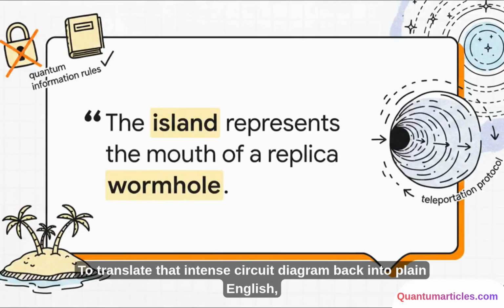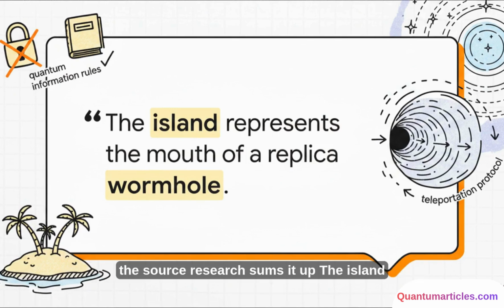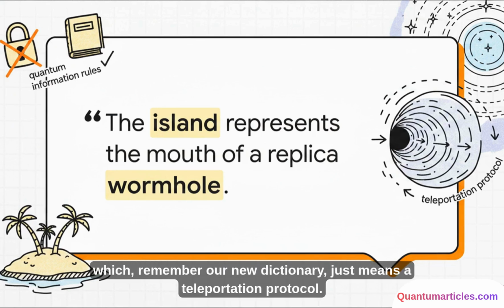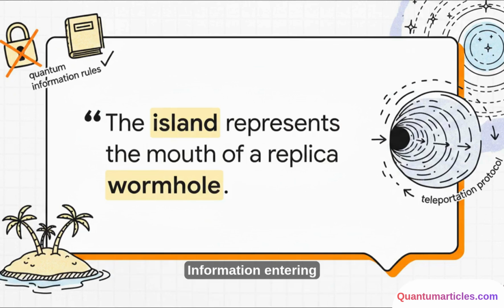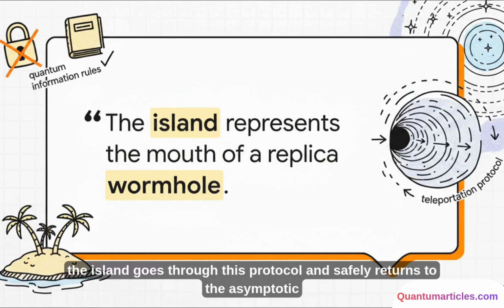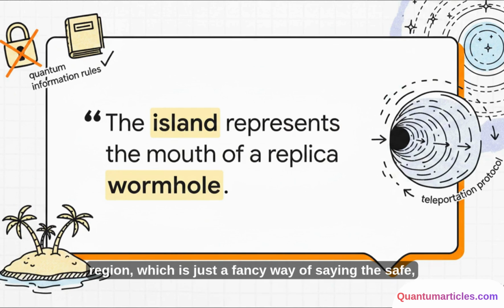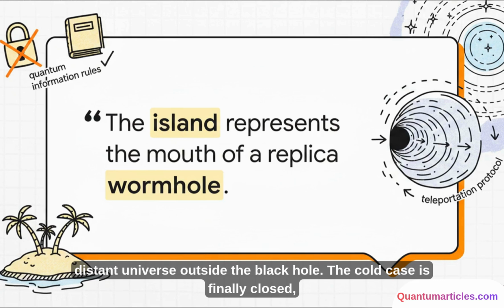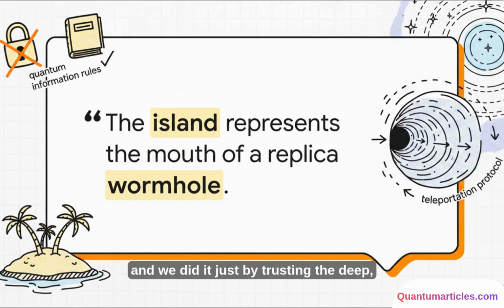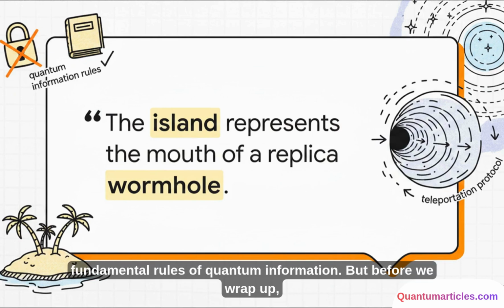To translate that intense circuit diagram back into plain English, the source research sums it up beautifully. The island simply acts as a gateway. It is the mouth of a replica wormhole, which, remember our new dictionary, just means a teleportation protocol. Information entering the island goes through this protocol and safely returns to the asymptotic region, which is just a fancy way of saying the safe, distant universe outside the black hole. The cold case is finally closed, and we did it just by trusting the deep, fundamental rules of quantum information.